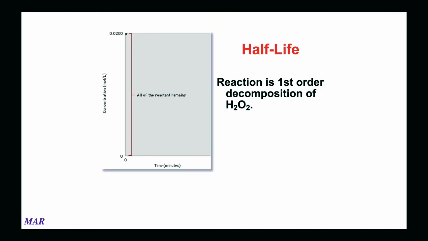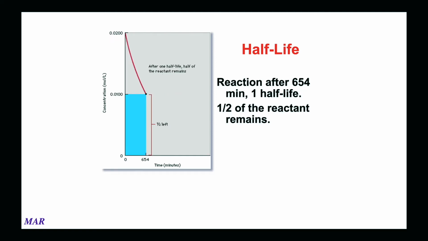H2O2 decomposing to water and O2 is first order, all right? And so we're starting here with 0.020 moles per liter H2O2. After 1 half-life, which we saw in that previous slide was 654 minutes, we're down to half the original quantity. So that would be 0.0100 moles per liter. So knowing about half-lives, you can see then how long it takes. Notice that you're down to half of the original reactant concentration.